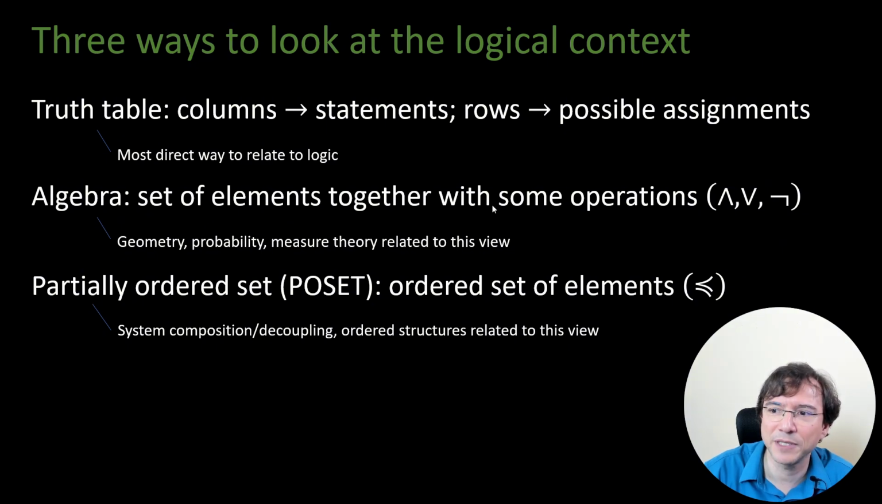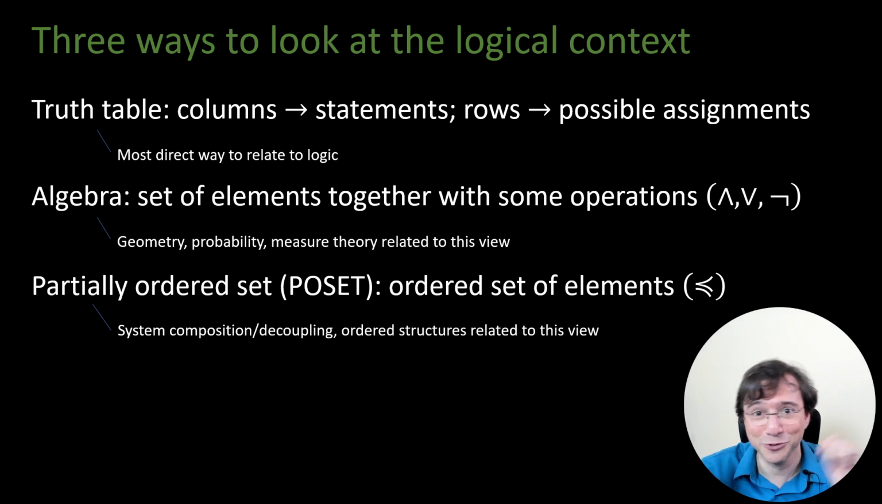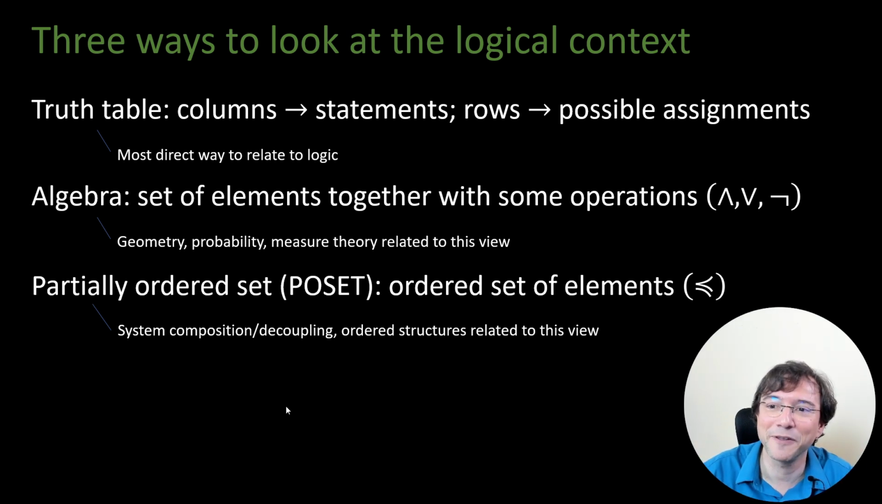And so these are a set of elements together with some operations: the and, the or, and the not. And this way of looking at the algebra relates more directly to topologies, which means also geometry, probability, measure theory. All these directions can be seen better in terms of this algebraic structure. But the point is that we don't have only one structure, we have multiple, and we can use the one that is more convenient for different things, and at the end of the day we're just looking at a table.